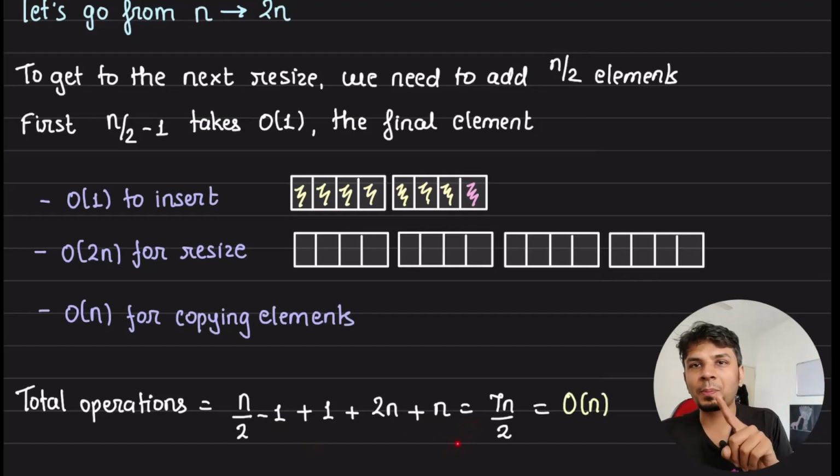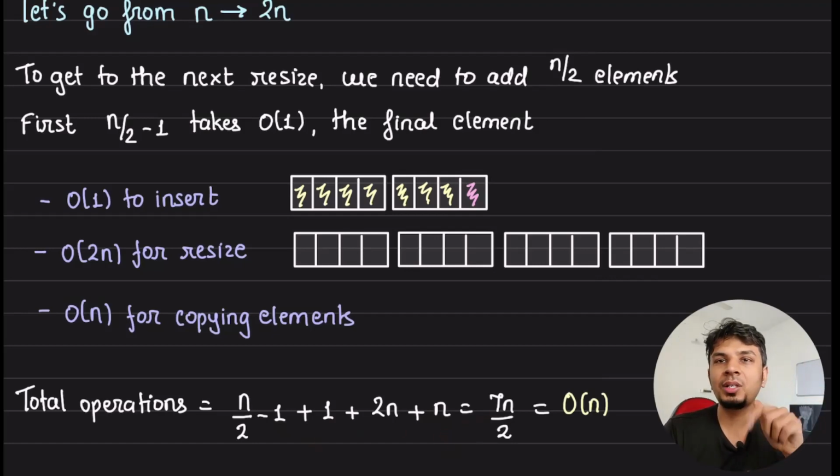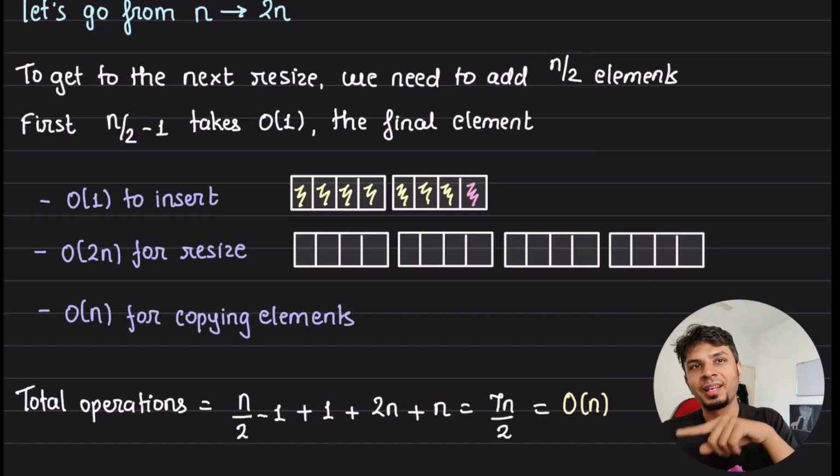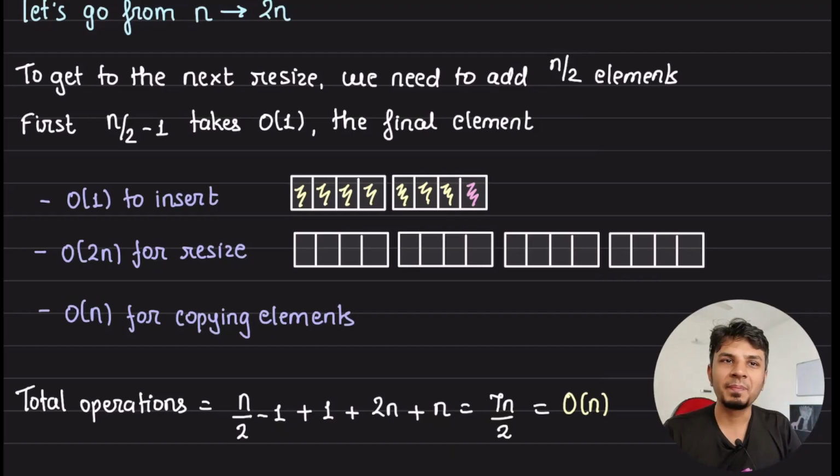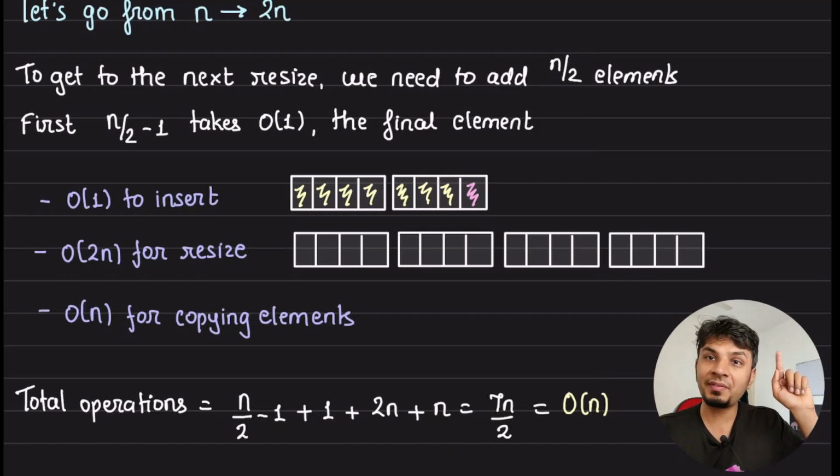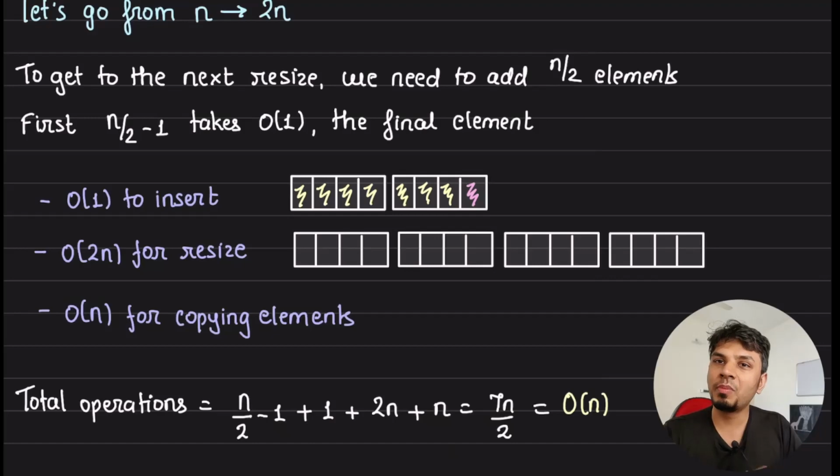So the total number of operations that you require is 7n by 2, which is order n, and which is why we always double. When we were very aggressively resizing by 1 every time, the total number of operations was order of n square, n into n minus 1 by 2. When we double, we get an order n complexity, which is much better than order n square, right? And this is why we always double.